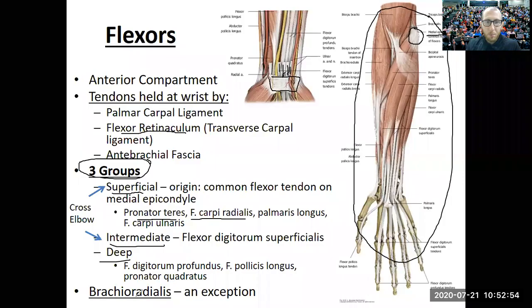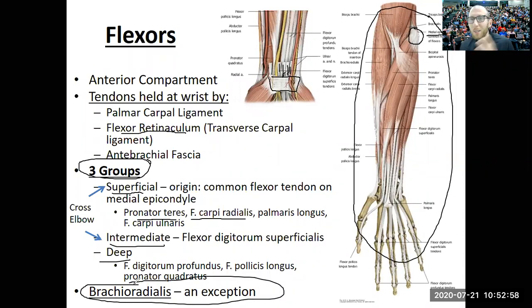And let's not forget about the brachioradialis. It's an exception, technically part of the flexors, but it's kind of in the middle of the flexors and the extensors, and it does elbow flexion as well as a few other things. So this is your brachioradialis right here. So we kind of throw that in with the flexors as well.